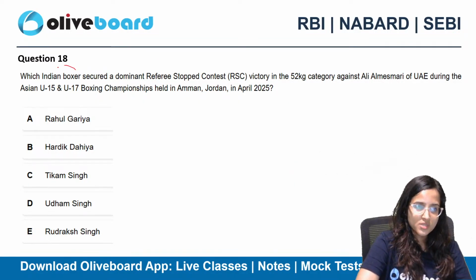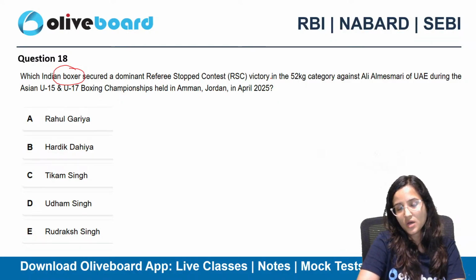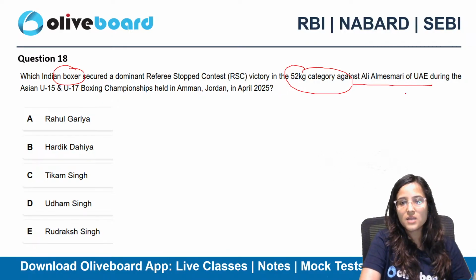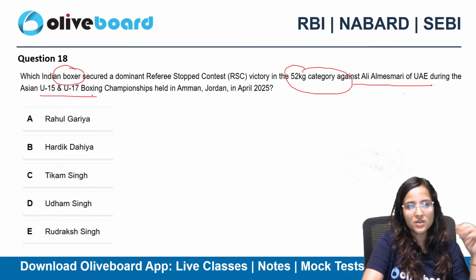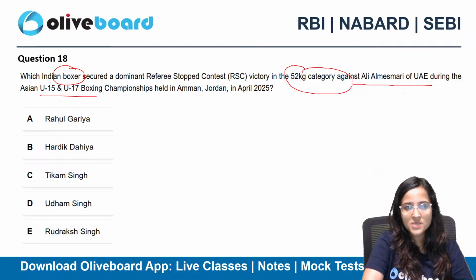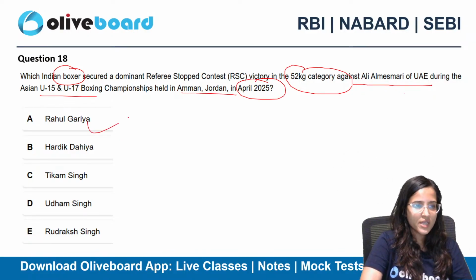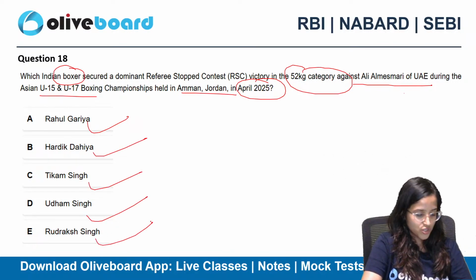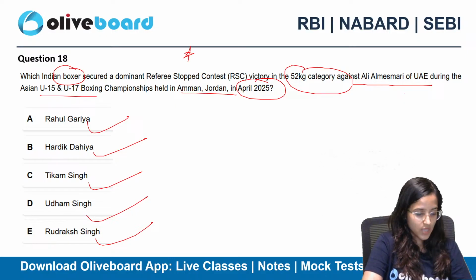Which Indian boxer secured a dominant referee-stopped contest victory in the 52 kg category against Ali Al-Mesmari of UAE during the Asian Under 15 and Under 17 Boxing Championships held in Amman, Jordan in April 2025? Rahul Garia, Hardik Dahiya, Tikam Singh, Udham Singh, Rudraksh Singh. 18th question, what is the answer? Think about it and give me the answer.